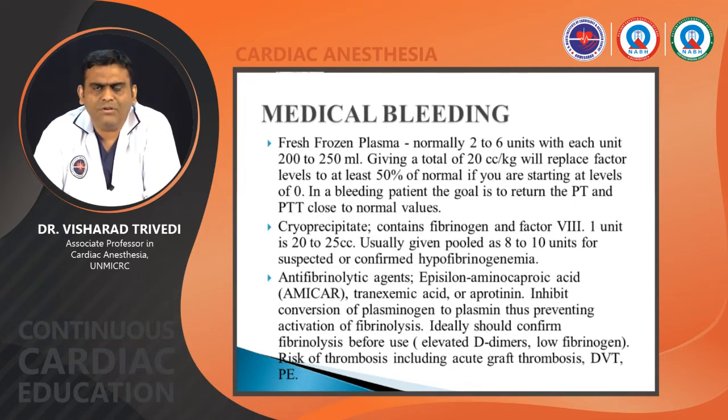Cryoprecipitate is also used sometimes to replenish the fibrinogen if it is on the lower side, and it also contains factor 8. 1 unit of cryoprecipitate contains 20 to 25 ml, and 8 to 10 units of cryoprecipitate usually are given to replenish the fibrinogen. Antifibrinolytic agents like tranexamic acid can be given, that will inhibit the conversion of plasminogen to plasmin and thus prevent the activation of fibrinolysis. But before giving it, you should first confirm that there is fibrinolysis by elevated D-dimers and low fibrinogen, because it has a potential for thrombosis, including acute graft thrombosis, DVT and pulmonary embolism.